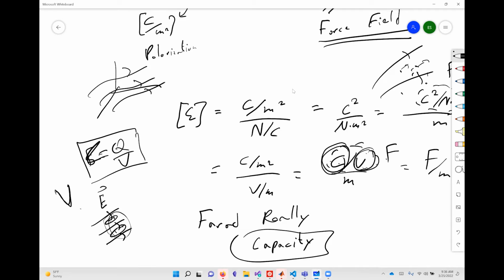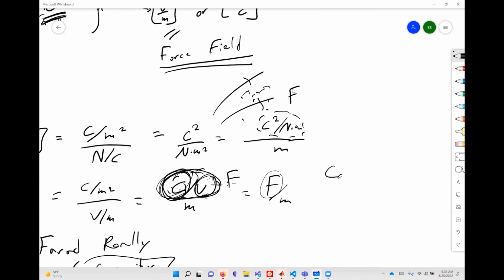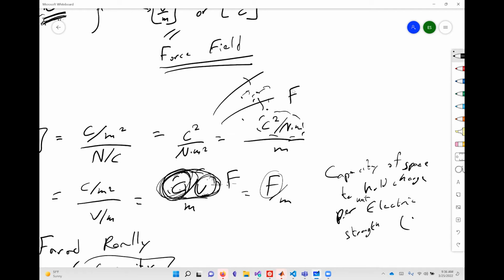So the ratio between the charge due to polarization over the field strength represented in volts is some indication of the capacity of space to hold charge. So it is advantageous to lump this to get farad per meter. Really what we're getting is the capacity of space to hold charge per unit electric strength represented in volts.